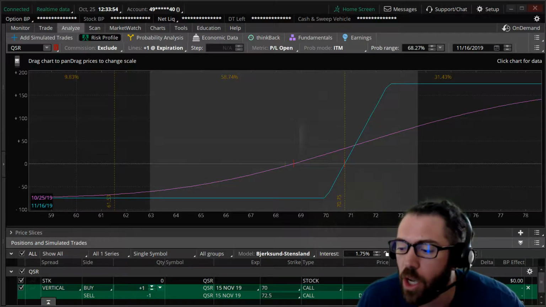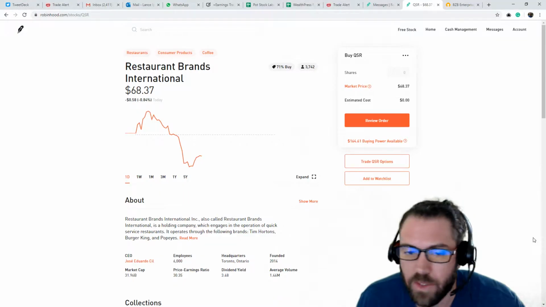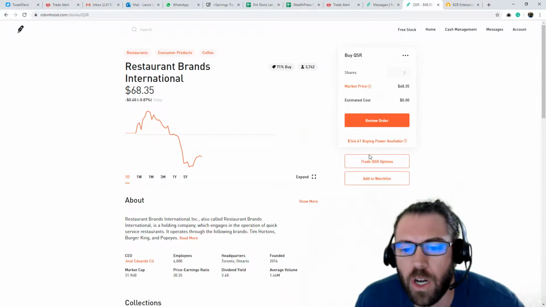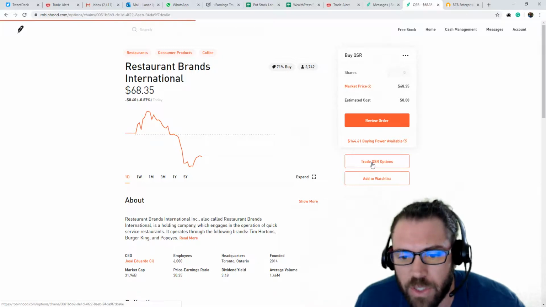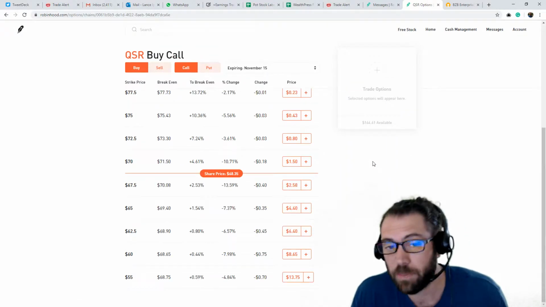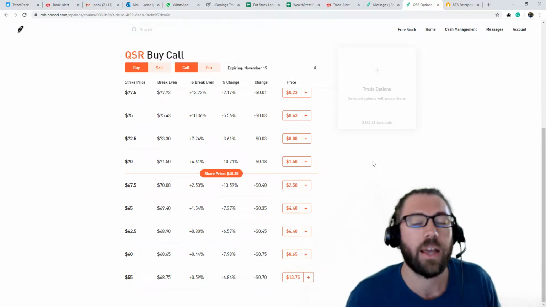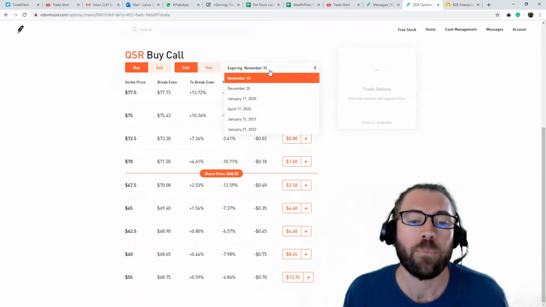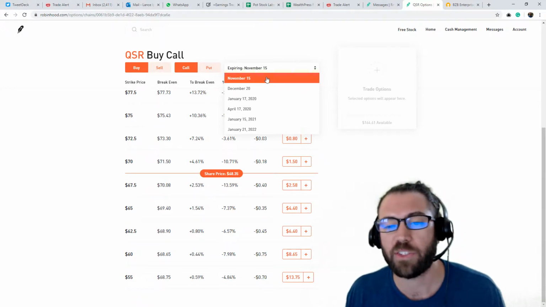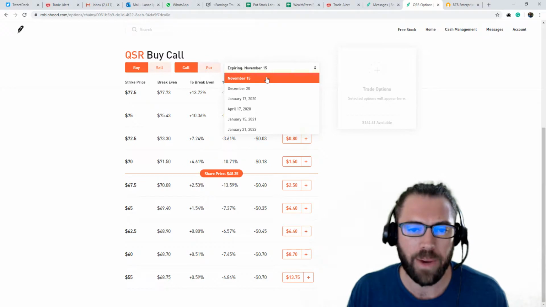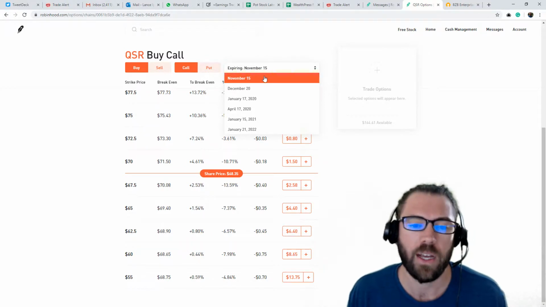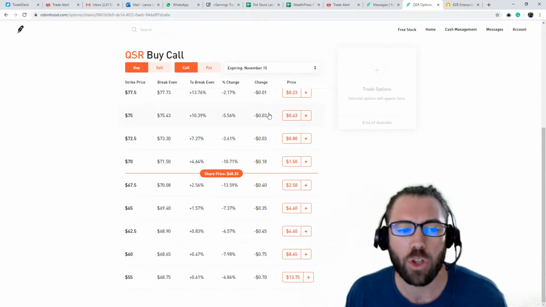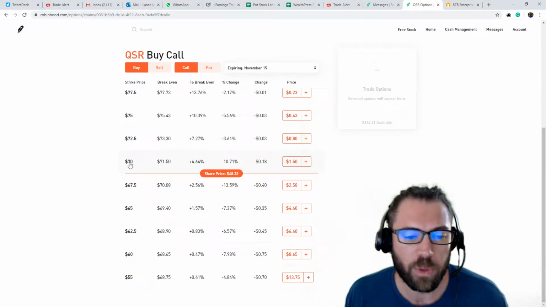So let's go over to my Robinhood account here, and I'll go to QSR Restaurant Brands International. I'll go to trade QSR options. Okay, now to trade spreads, you do have to apply to trade spreads, and it requires a margin account, to be fair. I will go to my November 15 expiration. And by the way, my Robinhood automatically defaulted to it, I think because of experience, but always obviously check with your broker. Now I'm going to look to buy the November 70 calls here.